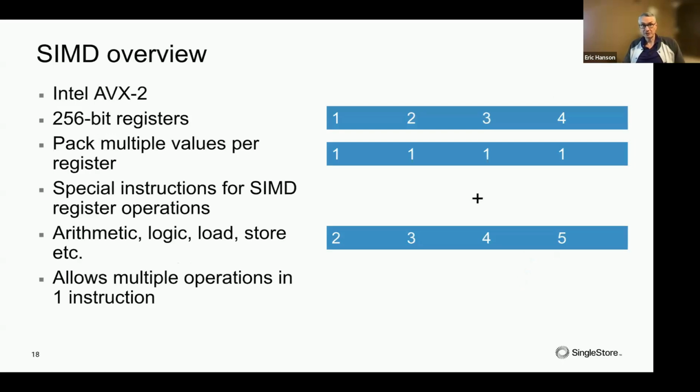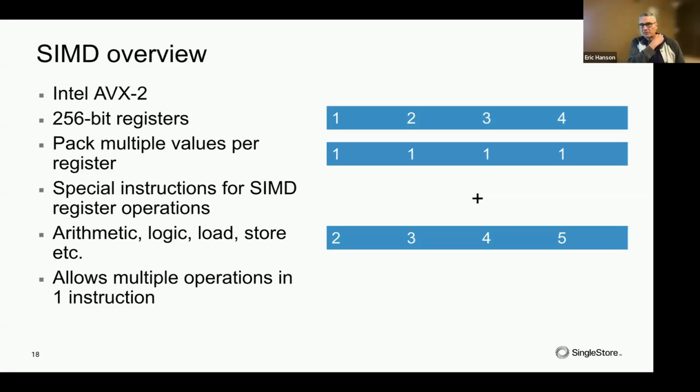But SingleStore even uses something that can be even faster in some cases, which is single instruction, multiple data instructions, to process data in its native format. So we use Intel AVX2. This supports 256-bit registers. We pack multiple values per register. So we use special SIMD instructions that operate on these wide registers. A standard computing register is 64 bits on an Intel chip; these AVX2 registers hold 4 times more information. And they have special instructions to do arithmetic, logical instructions, load and store, and so forth. And it allows multiple operations in one instruction.